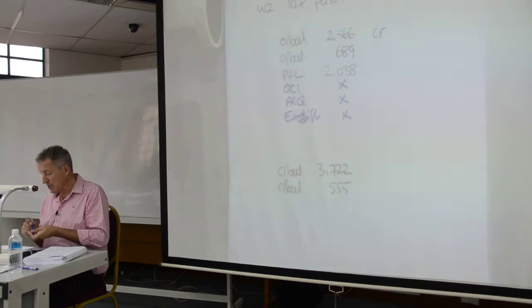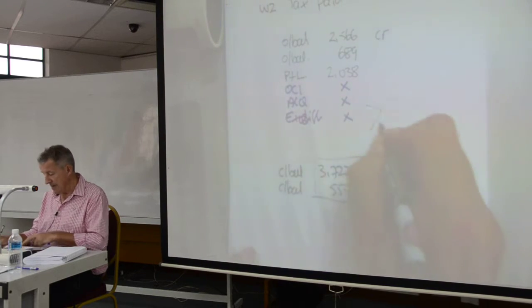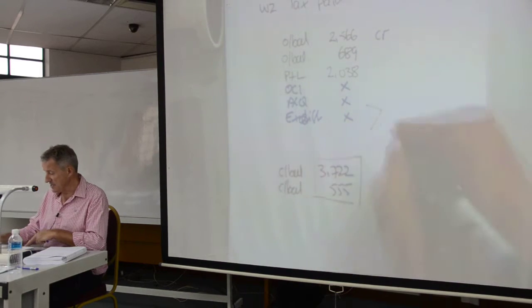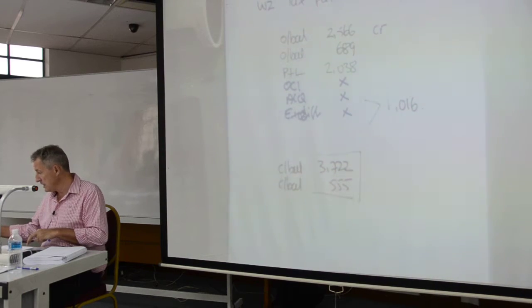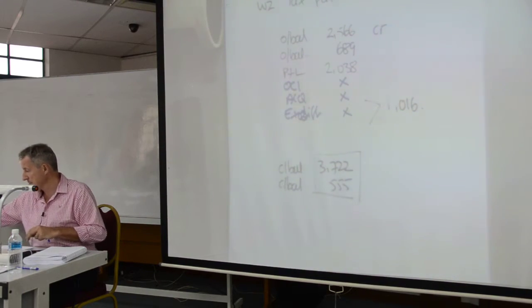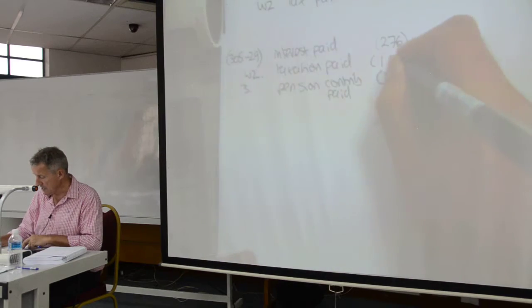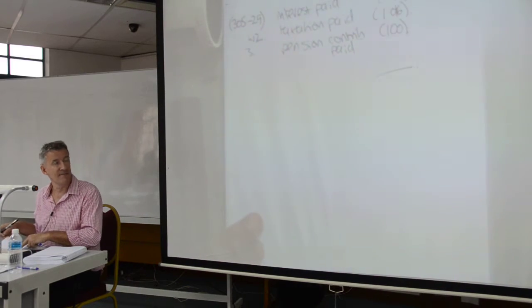So I am working out here the amount of tax that I have paid, and the amount of tax that I've paid is 2566 plus 689 plus 2038 minus 3722 minus 555, and this is 1016. So taxation paid is 1016. Back I go. Taxation paid is a cash outflow, and 1016 is the amount that I pay.